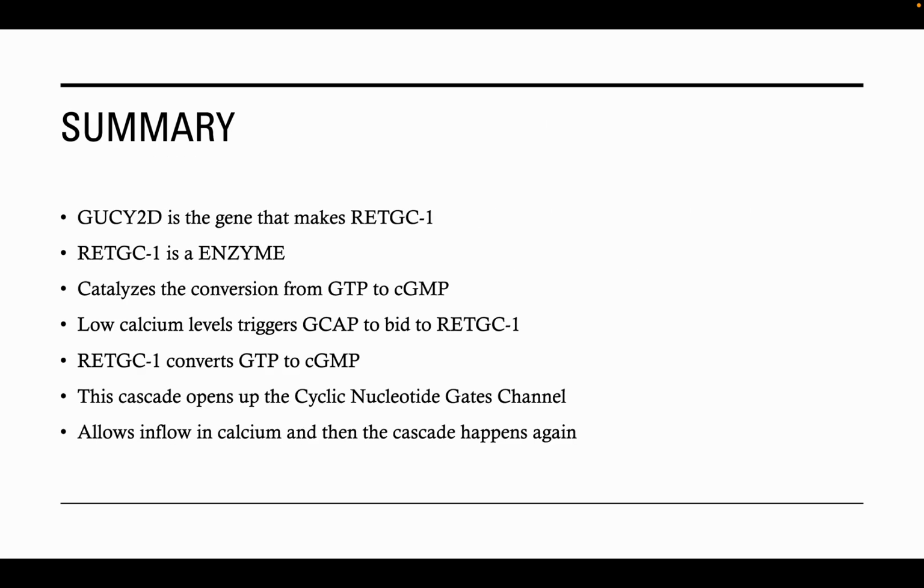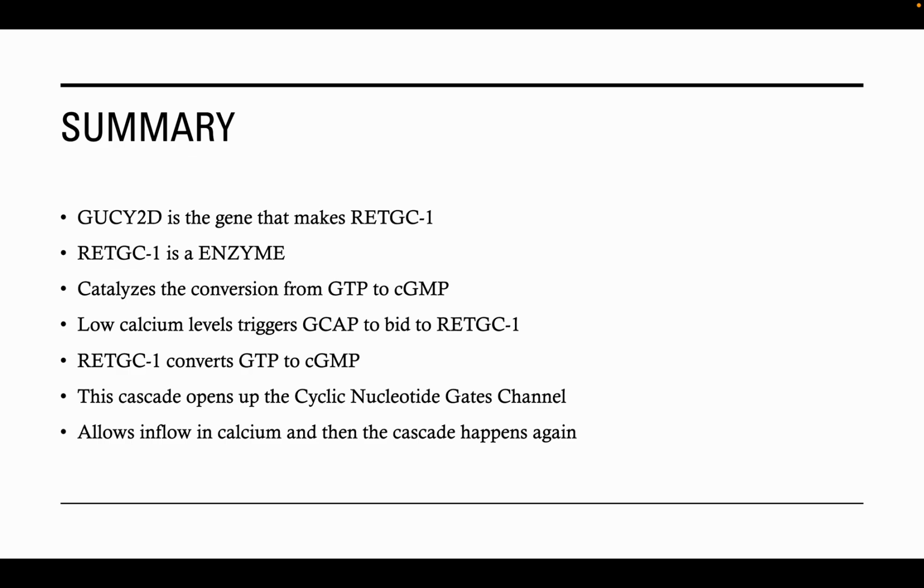So basically, just a quick summary. GUCY2D is the gene that makes the RET-GC, which is the enzyme protein that we were talking about. It catalyzes the conversion from GTP to cGMP. In order for GCAP to bind to RET-GC1, there needs to be a low calcium level, and that happens when light hits the retina. Then ultimately, RET-GC1 converts GTP to cGMP. This cascade opens up the cyclic nucleotide gated channels, and that allows the inflow of calcium, and then for the cascade to happen again.